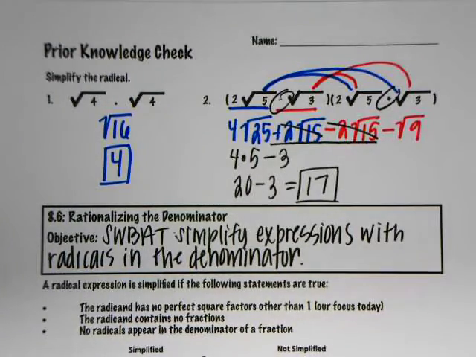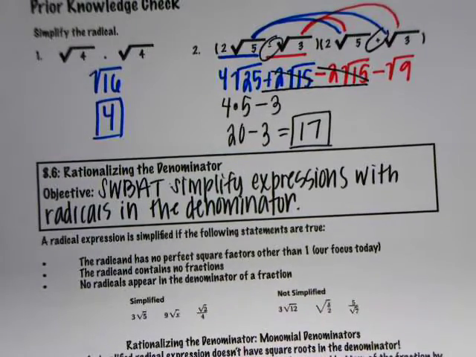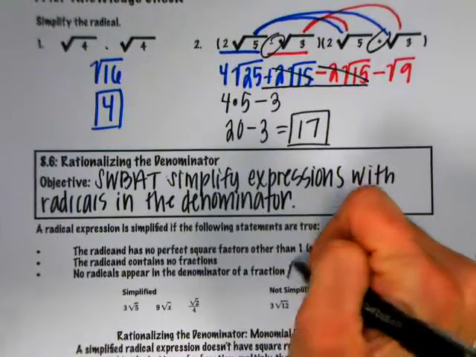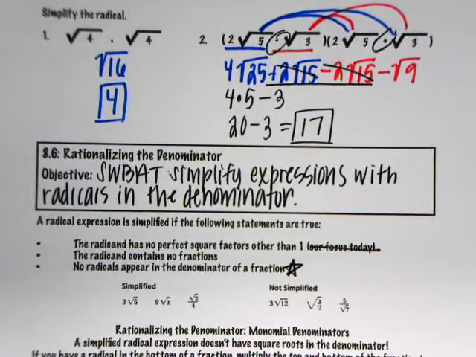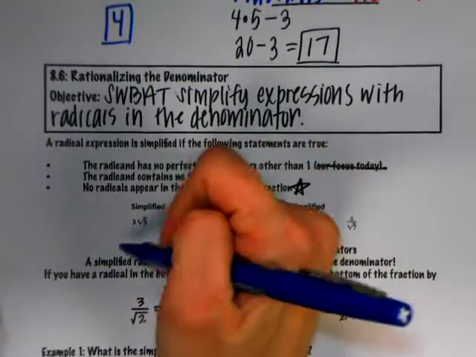All right, and then here's our list of how you know something's simplified. We went over this yesterday again, and then earlier this unit, and this isn't our focus today. This is our focus today, the third one: no radicals appear in the denominator of a fraction. So the way that you get rid of any radicals in the denominator of a fraction is you do something called rationalizing the denominator.